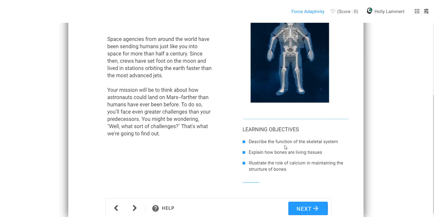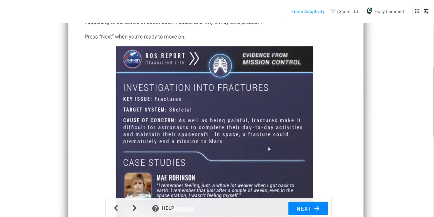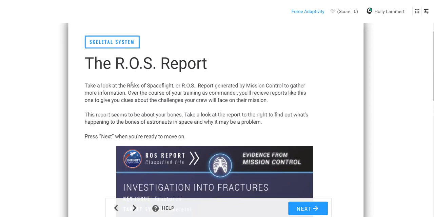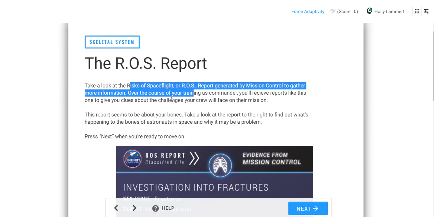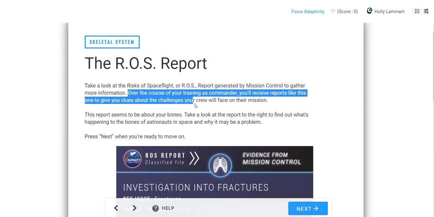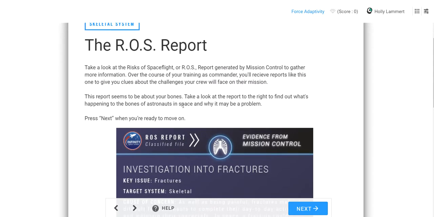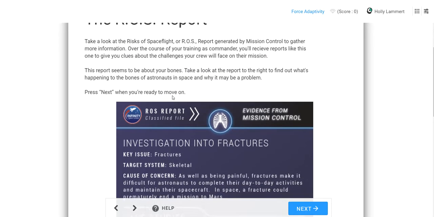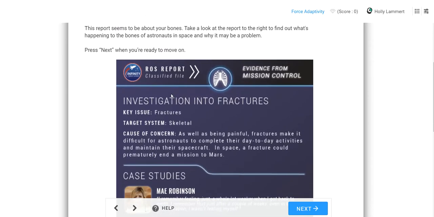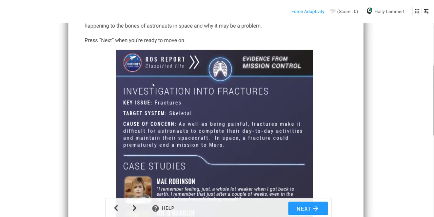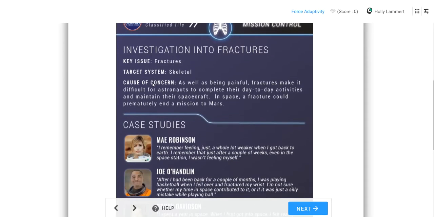We're going to describe the functions of the skeletal system, how bones are living tissue, and illustrate the role of calcium in maintaining the structure of bones. The ROS report is the risk of space flight report, generated by mission control to gather more information. Over the course of your training as commander, you'll receive reports like this to give you clues about the challenges your crew will face on their mission. This report seems to be about your bones. Take a look at the report to the right to find out what's happening in the bones of astronauts in space and why it might be a problem. Press next when you're ready to move on.